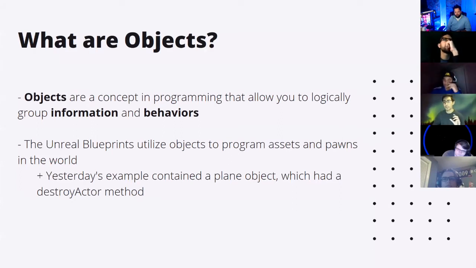And this is a concept in programming for basically logically sorting groups of information and behaviors. The Unreal Engine blueprint would make objects out of things like your player or a pawn or an asset in the program. Like if you guys remember the example yesterday, I used a plane above the car, right? And that plane was an object because it had data associated with it, and it also had behaviors or methods associated with it. So I was able to do things like destroy it or detect if it hit something, right? So those are very important behaviors for an object in a game to have.